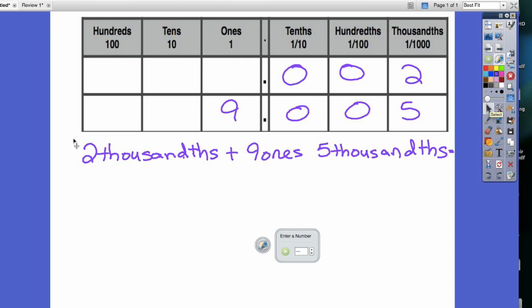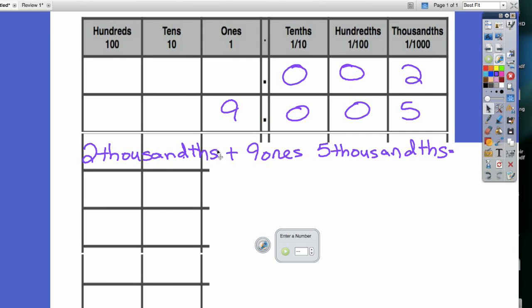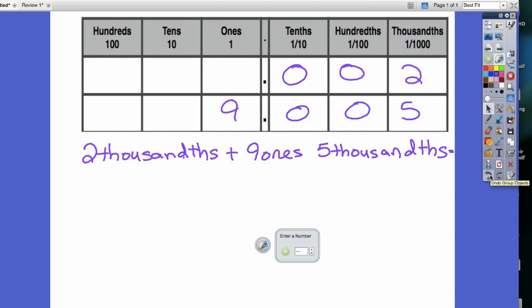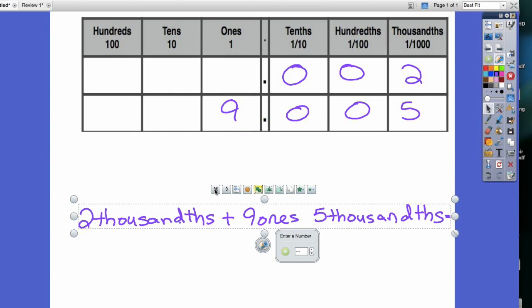So you maybe might want to, what am I doing? Revealing. There we go. No, that's not what I want. Let me try this right here. Yay, it worked.